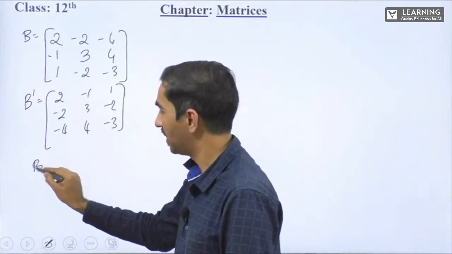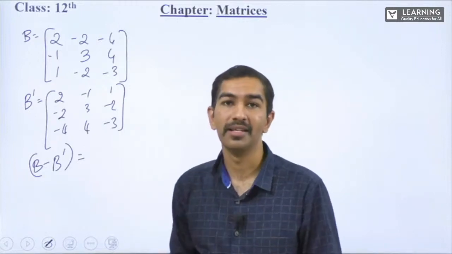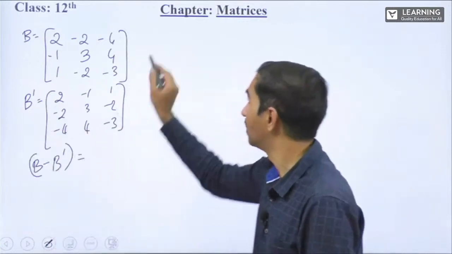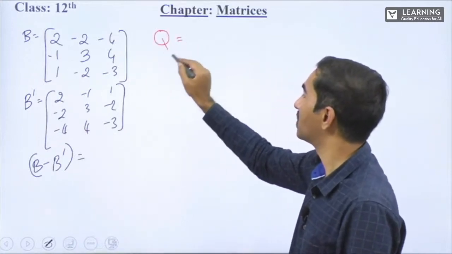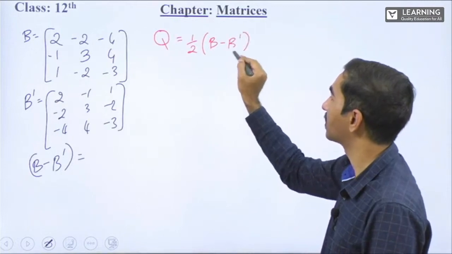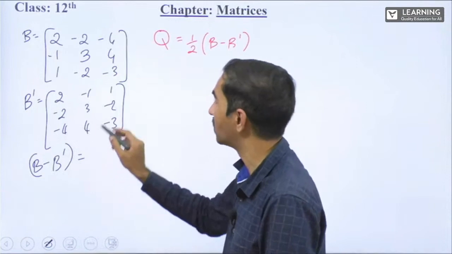Now B minus B dash. Why are we doing minus here, students? Because we are trying to express it as a skew symmetric matrix. And what is the formula here? So we'll write down the formula here. Let Q be a skew symmetric matrix, half of B minus B dash. So B minus B dash we're carrying out here, right? Okay, so what is B minus B dash, students?